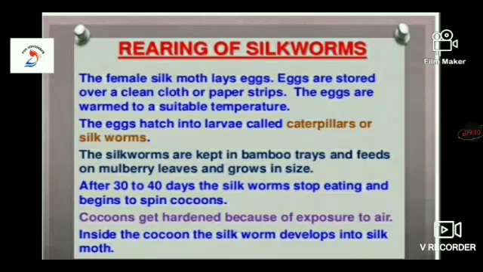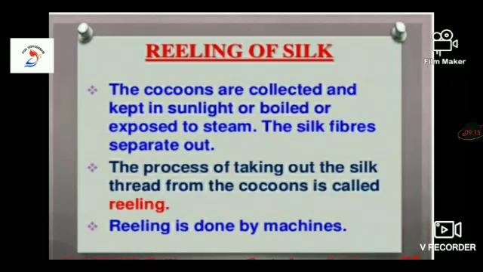So, once again I say about fact 5. India is the world's second largest producer of silk, following China. What do you mean by reeling of silk? The cocoons are collected and kept in sunlight or boiled or exposed to steam. The silk fibers separate out. The process of taking out the silk thread from the cocoon is called reeling.